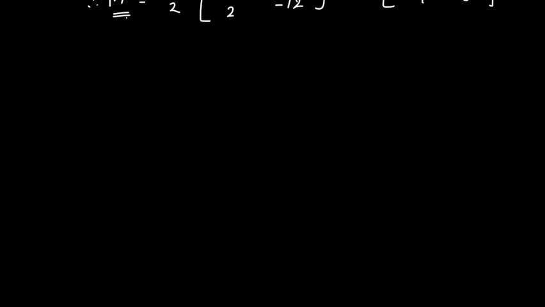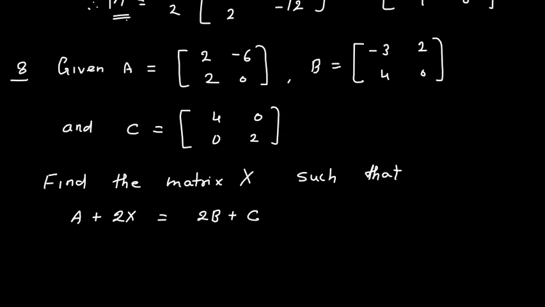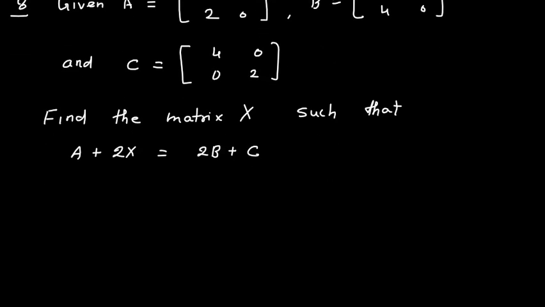Seventh problem. Now let us see the eighth question. Now here in the eighth question, it is given that A is [2 -6; 2 0], B is [-3 2; 4 0], and C is [4 0; 0 2]. We have to find matrix X such that A plus 2X is equal to 2B plus C. Okay, so A plus 2X, we have given the equation, we will write A plus 2X is equal to 2B plus C.